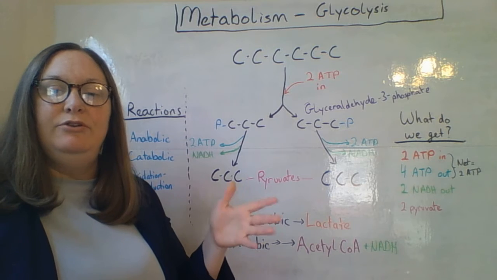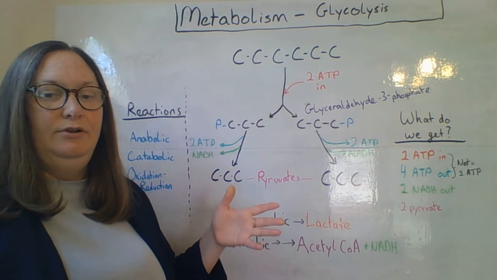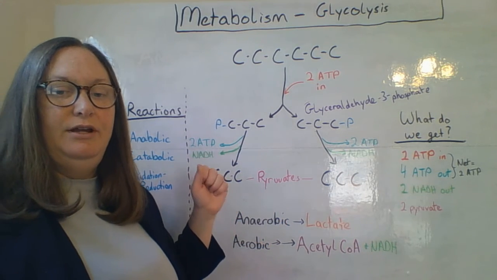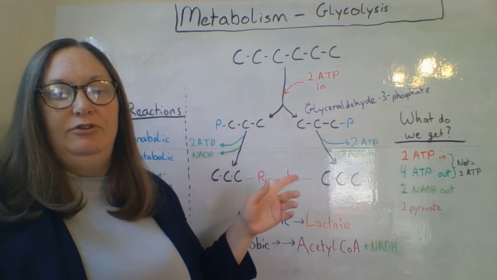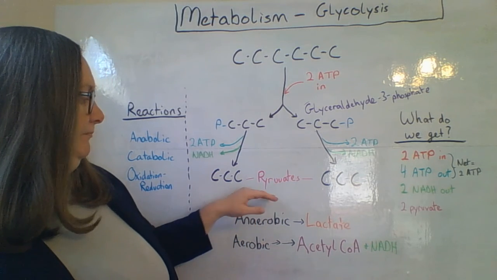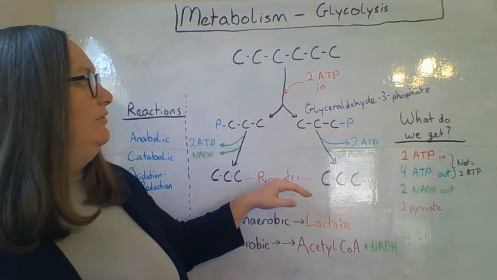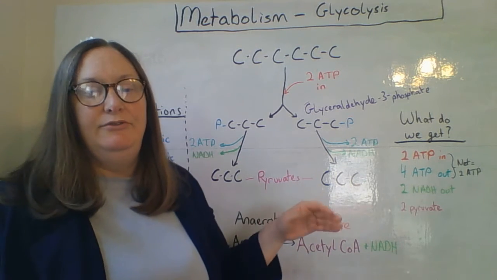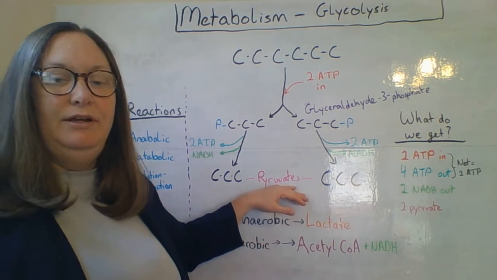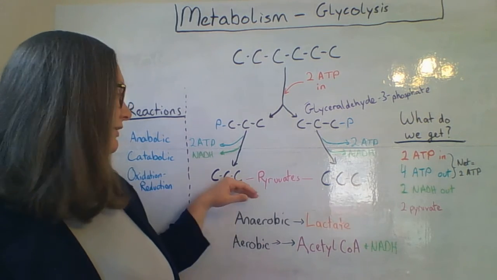If you remember from earlier, those are electron carriers. So those get reduced, and we'll talk next lecture about where they're going. Alright, so what do we end with? What is the final product of glycolysis? We get pyruvate, and we end up with 2 pyruvates.